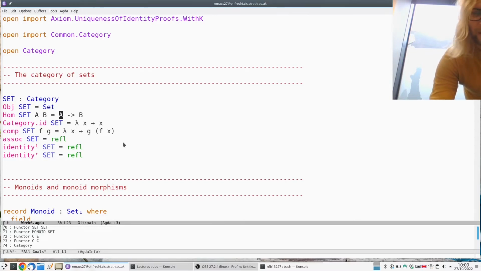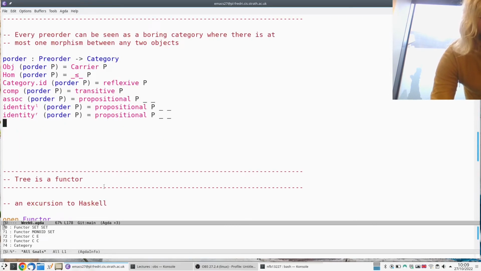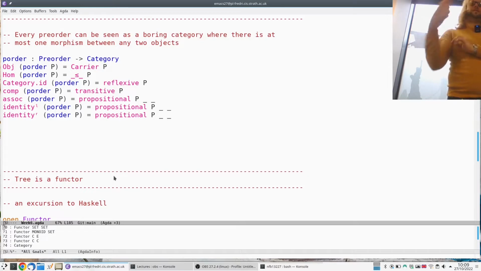But, and then we saw some examples. And today, let's talk about functors. So these are the functions that are the right notions for categories, right? The morphisms that are the right notions for categories.